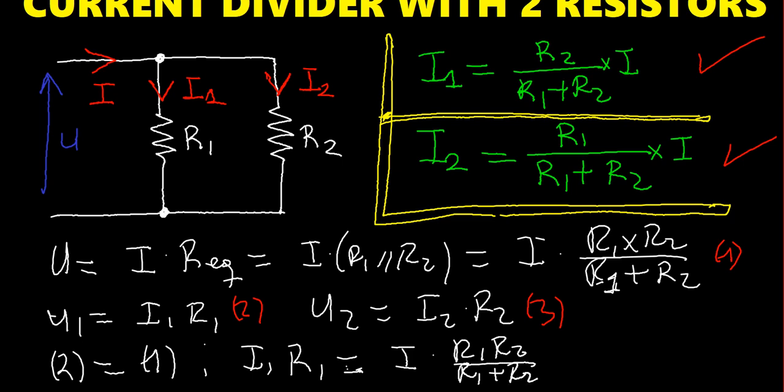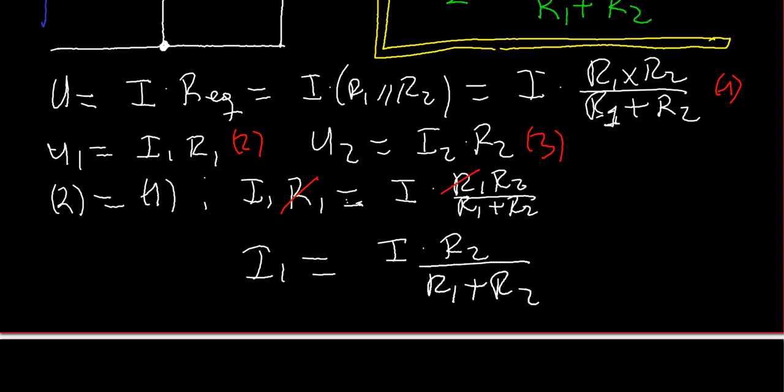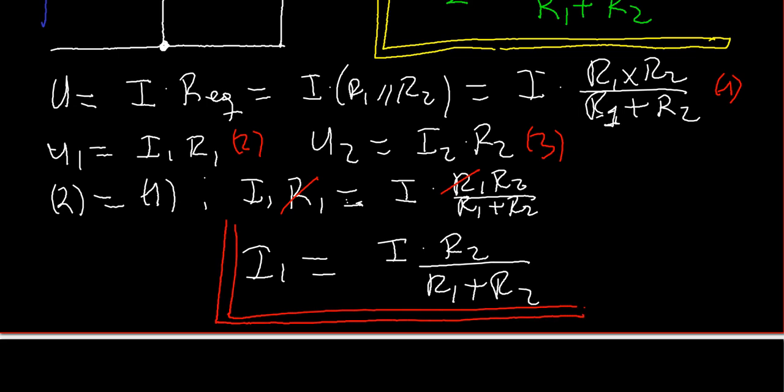Once we reach here now, we can arrange that expression very well. We discover that we have the term R1 here as well as R1 there. We can cancel it and get I1 alone, which will be equal to supply current times R2 over R1 plus R2. That's what is called current divider. Don't confuse the current divider with the voltage divider.